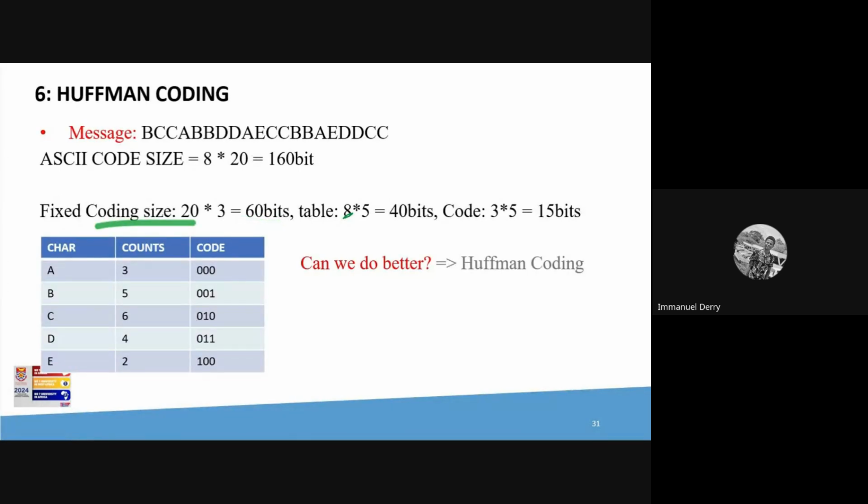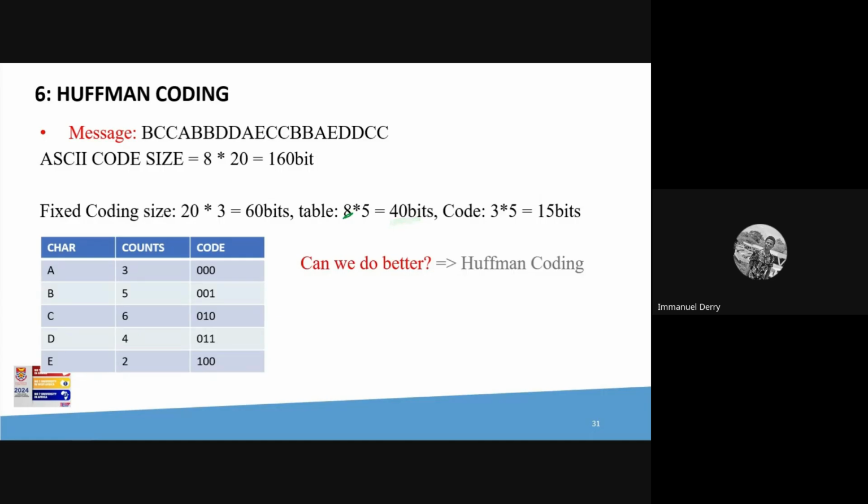And now with the fixed coding, we have what we call the table size, where you construct a table more of like this, right? And the table contains the unique characters in the text. Please note, the table contains unique characters in the text. So if you look at the message over here, for instance, BCC, AB, BD, DA, ECC, up to DCC, the unique characters are only 5. So you multiply 5 by the standard bit size, which is 8. This is going to give us 40 bits.